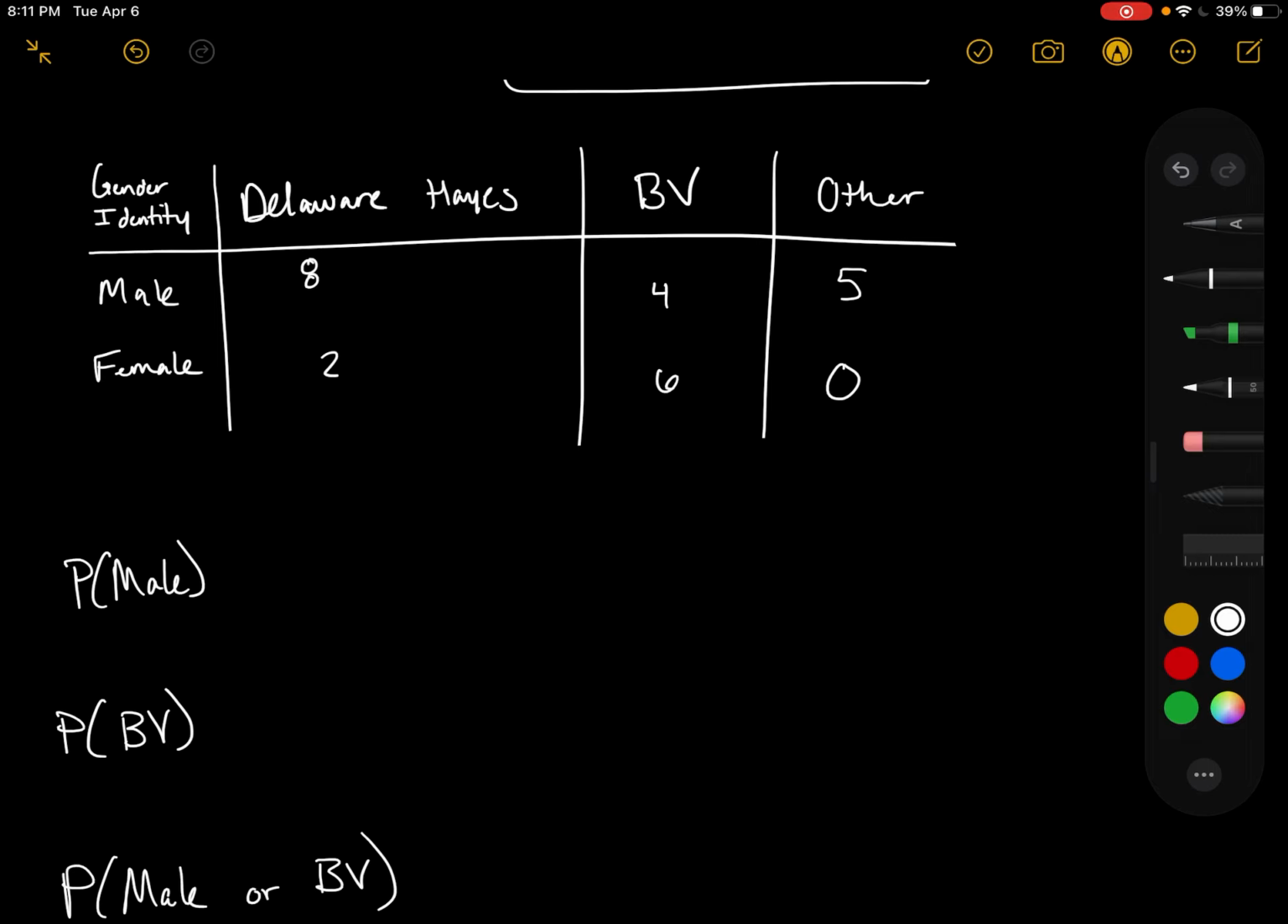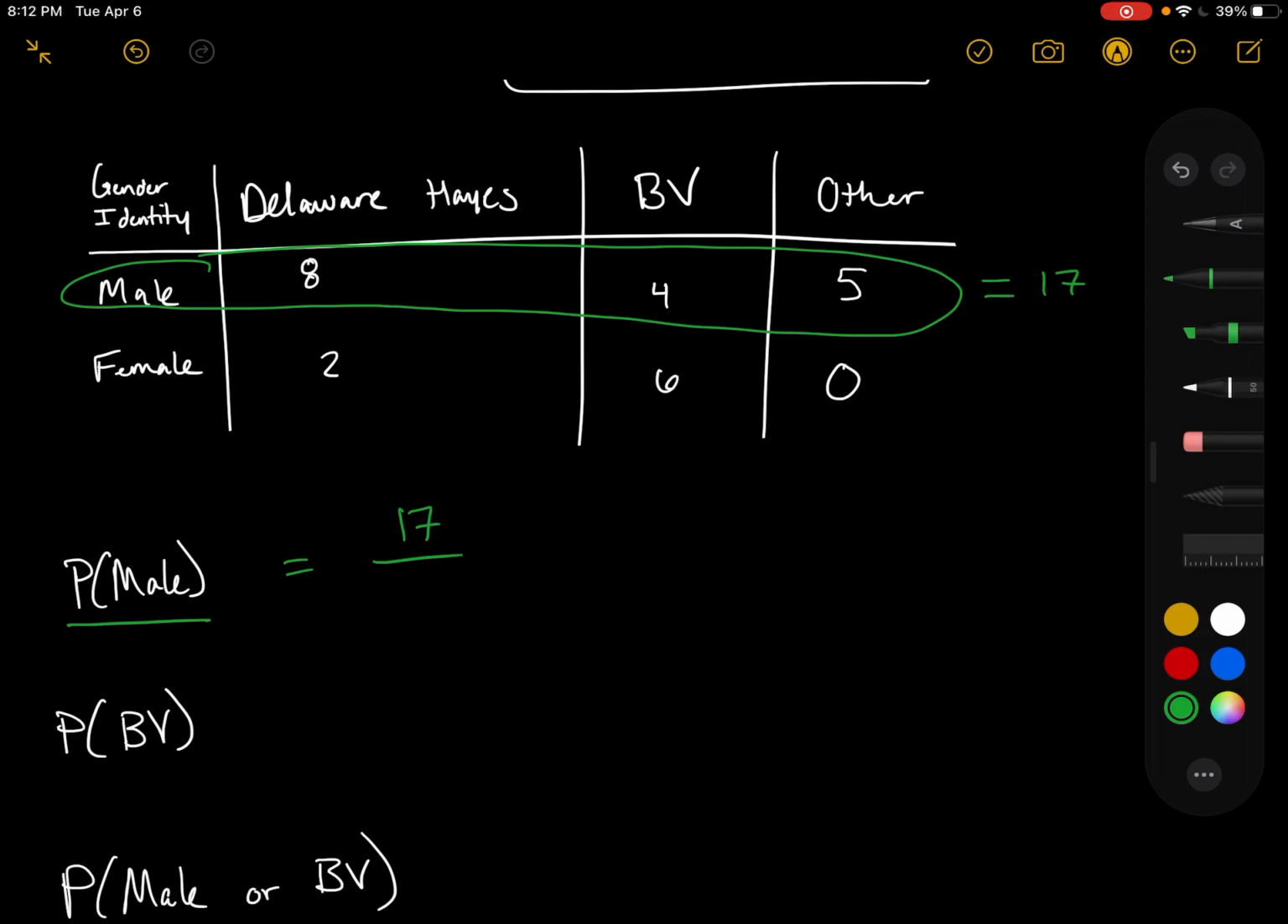Let's say we look at one of my class periods, and we look at it by the school you attend and also by your gender identity. So we have some students at Hayes, we have some Buckeye Valley students, and some other students, and then students that identify as male or students that identify as female. If we take a look at this table, first, we can break this down by category. If we're looking for students that identify as male, that would be 8 students from Hayes, 4 from Buckeye Valley, and 5 from another district. So that leads us to a total here of 12 plus 5, which is 17.